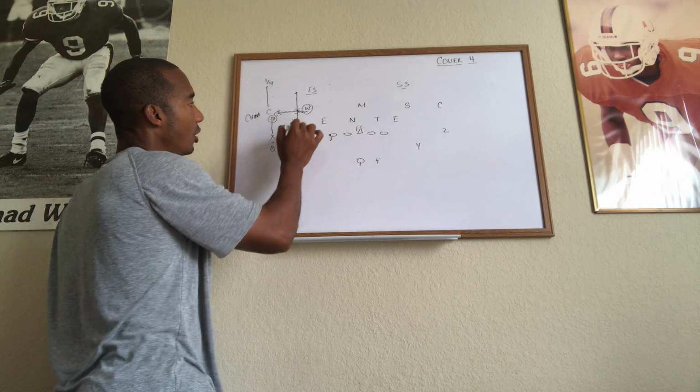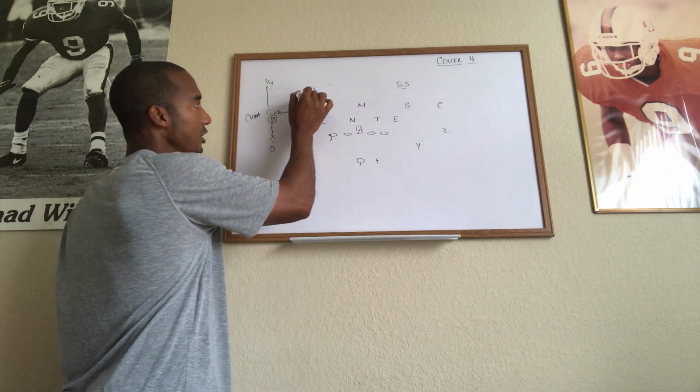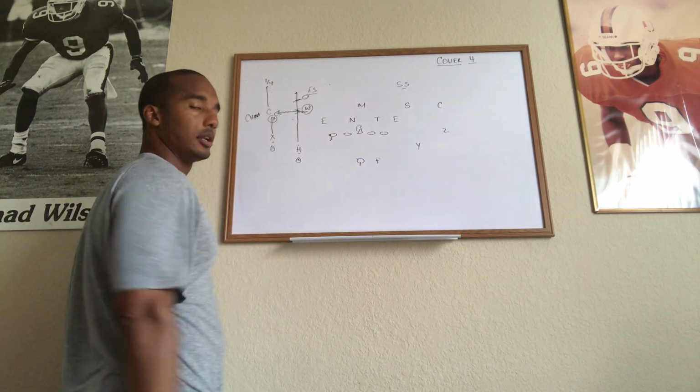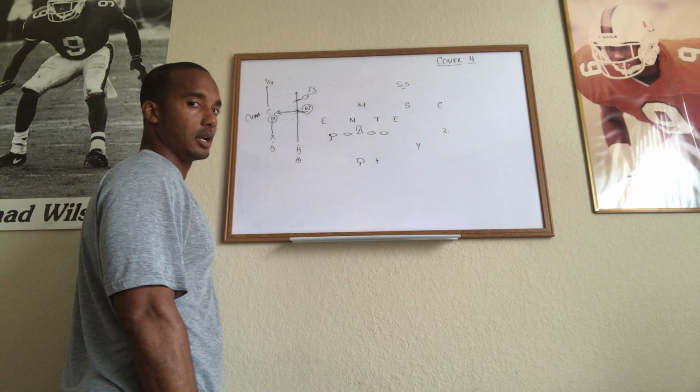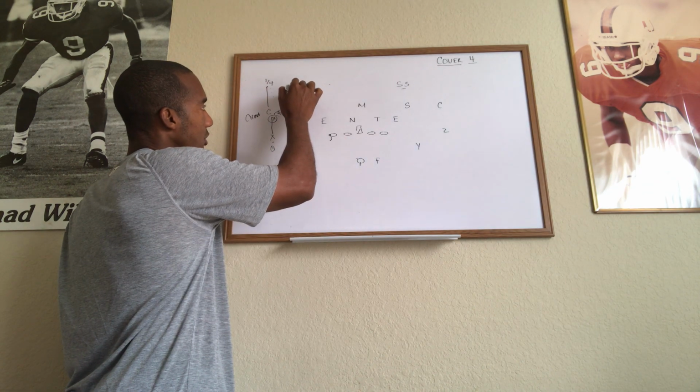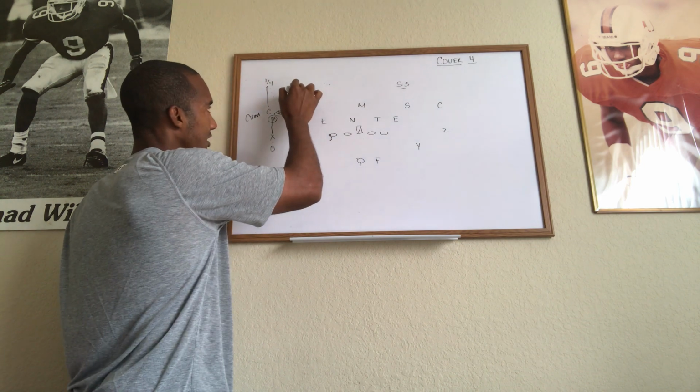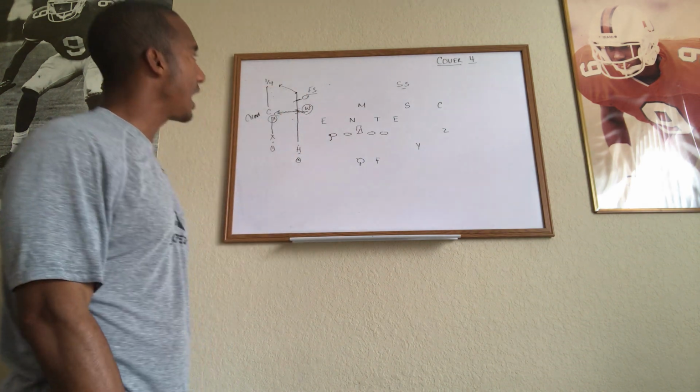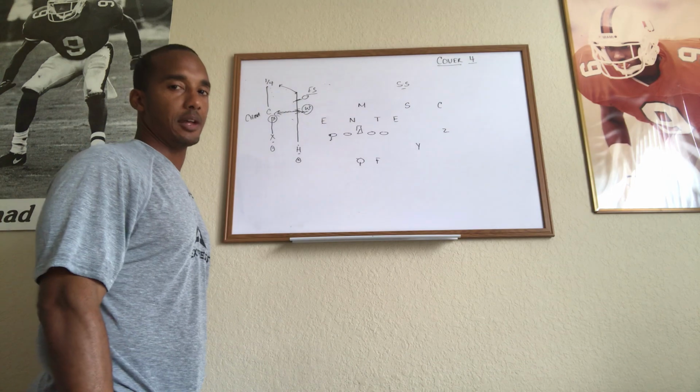Cornerback will fall off, waiting to see what number two does. Free safety is already on number two. So if number two continues to go up the field, free safety has him. If he breaks out, now your cornerback handles that.